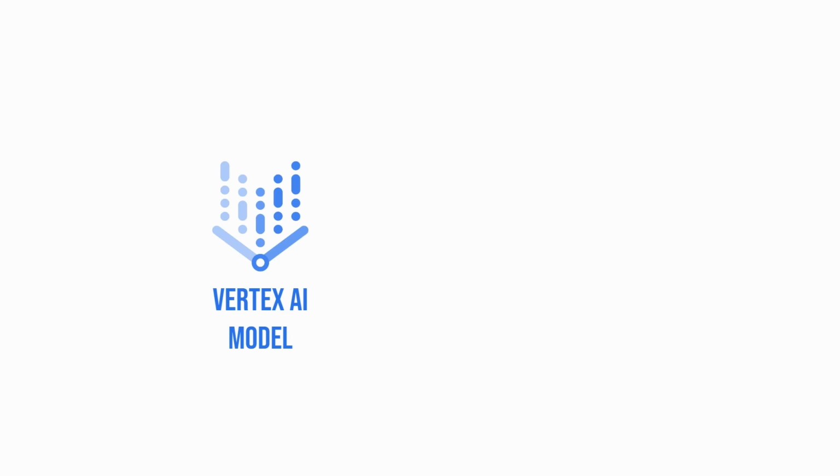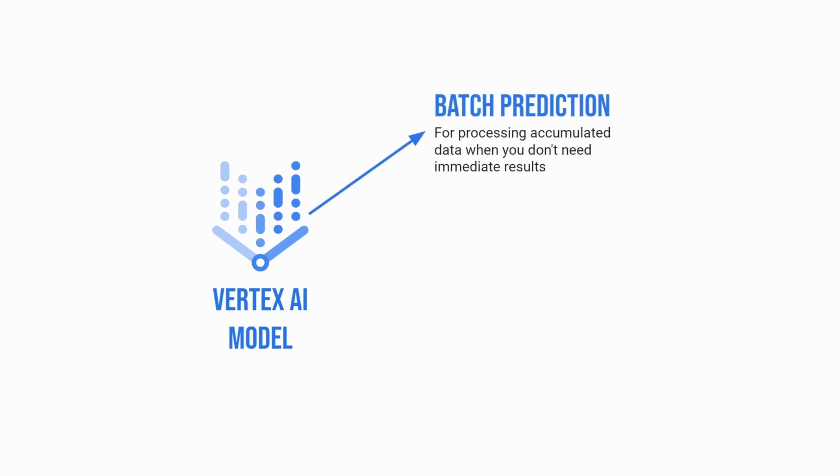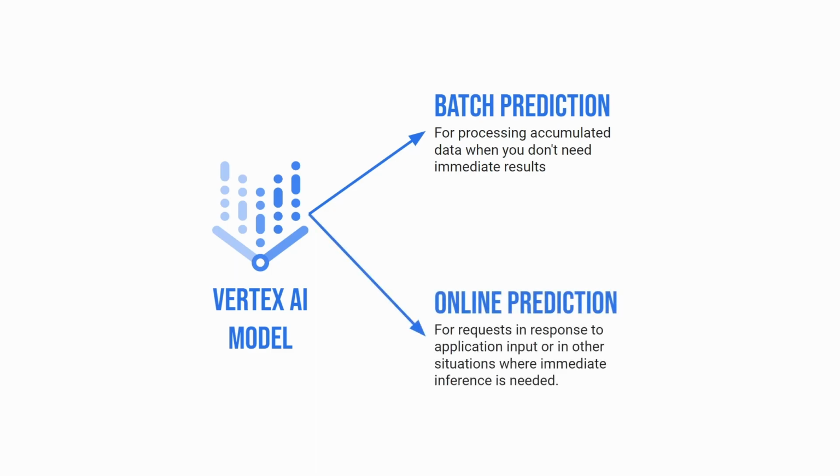And as a quick reminder, batch prediction is for processing accumulated data when you don't need immediate results. And online prediction is for requests in response to application input or in other situations where immediate inference is needed. So without further ado, let's jump into Vertex AI to make some online predictions.